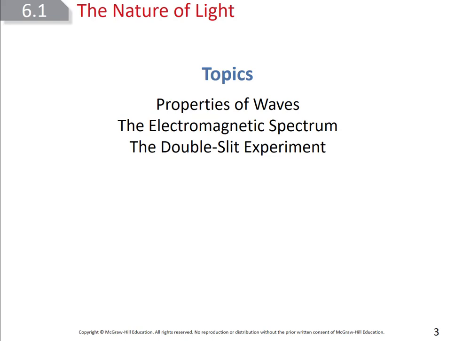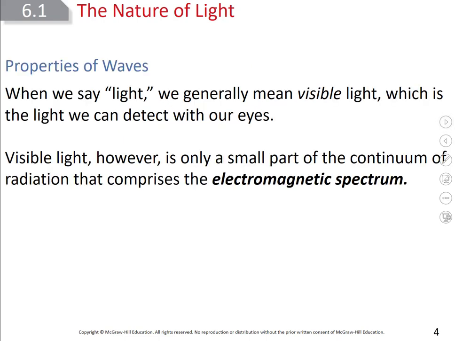Yep. So we're going to talk about it first in terms of waves in section 1, and then in section 2 we're going to talk about it in terms of particles, and we're going to look at the math behind how we can calculate those different properties. So first, in terms of waves, when we talk about light, generally we're talking about visible light, what we as humans can perceive as visible light.